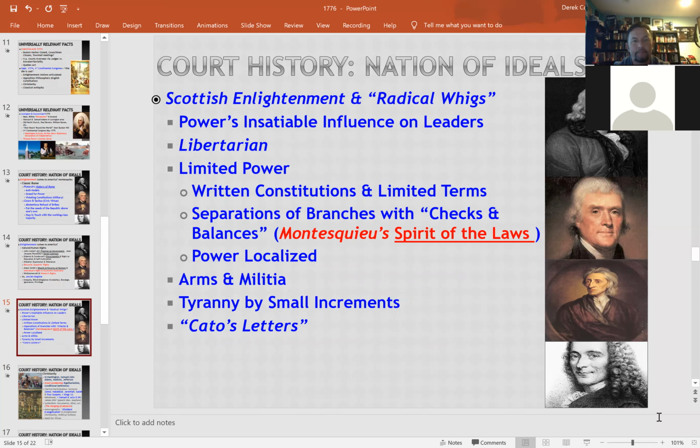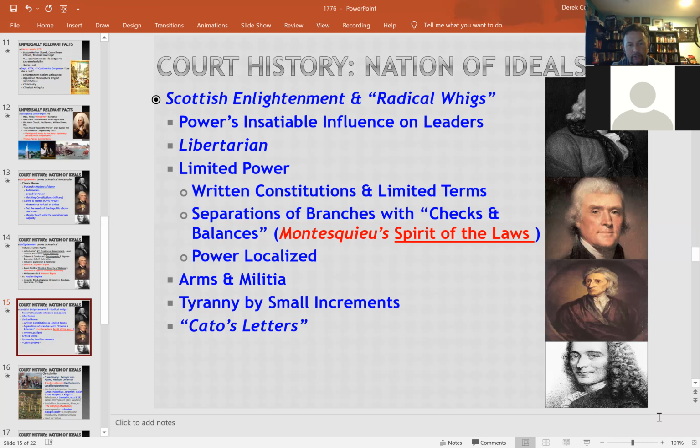The Scottish Enlightenment, they distrusted anyone having too much power. They were huge on Montesquieu's book, Spirit of the Laws, checks and balances, right? That we're all familiar with, that term. Having separate branches with checks and powers over one another. Having written constitutions that limit, prescribe what the government can and cannot do regarding the rights of its citizens. Keep government decentralized and small. And again, they were worried about tyranny by small increments. And they had a famous newspaper, Cato's Letters.